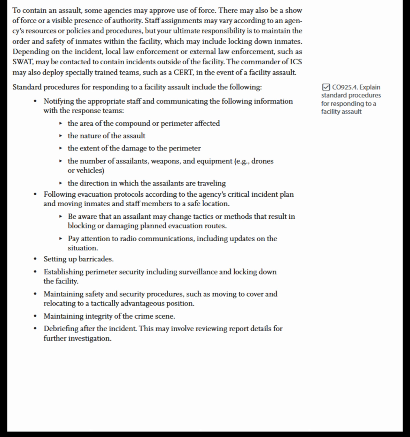Explain standard procedures for responding to a facility assault. Standard procedures for responding to a facility assault include the following: notifying the appropriate staff and communicating the following information with the response teams: the area of the compound or perimeter affected, the nature of the assault, the extent of the damage to the perimeter, the number of assailants, weapons, and equipment, e.g., drones or vehicles, the direction in which the assailants are traveling.